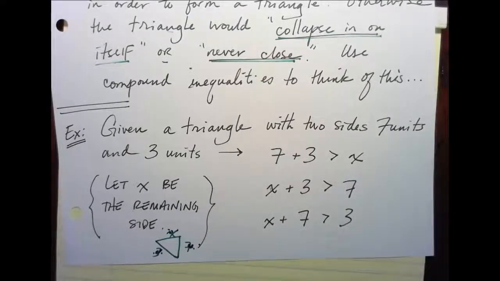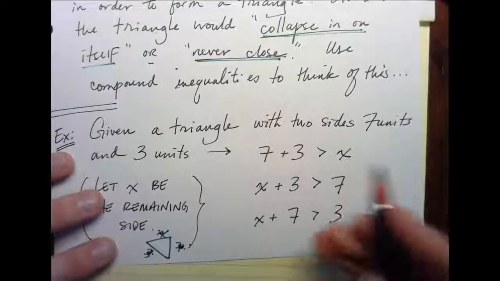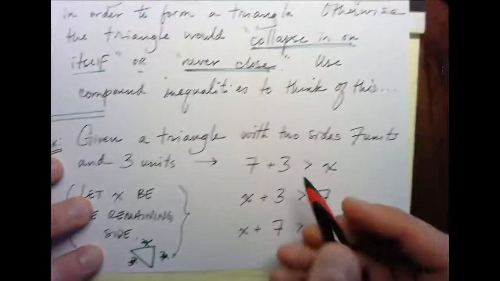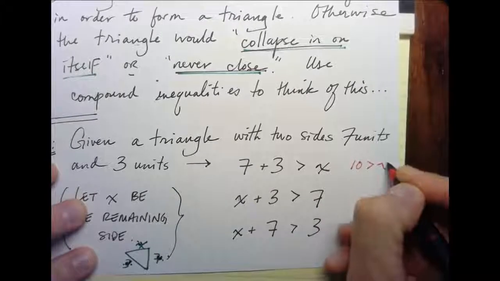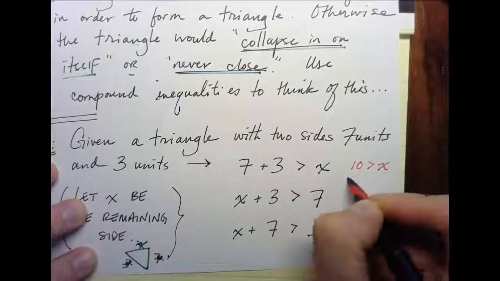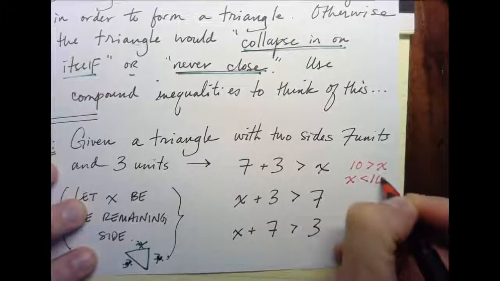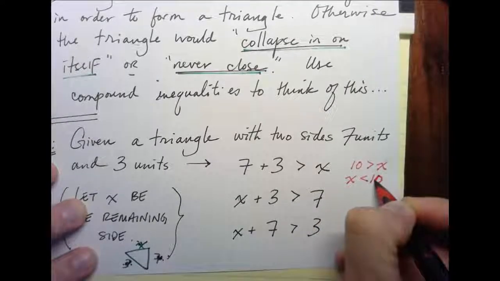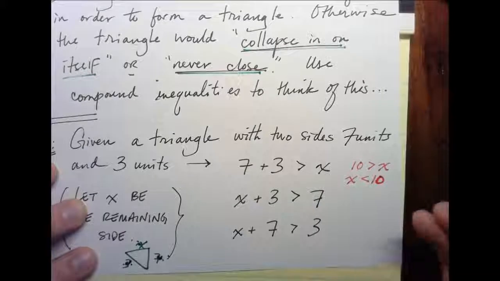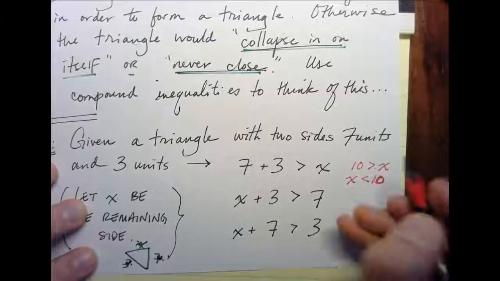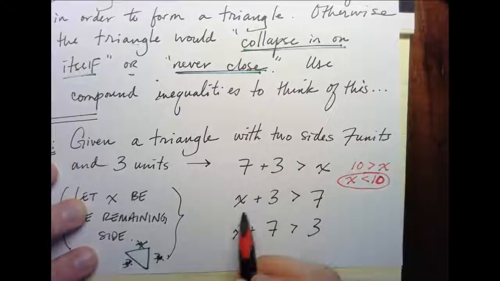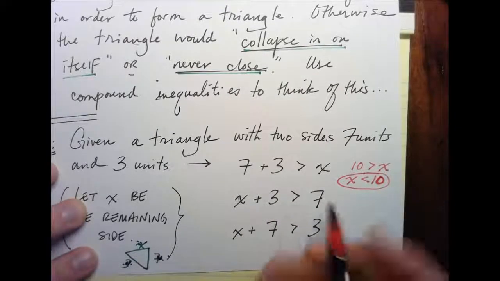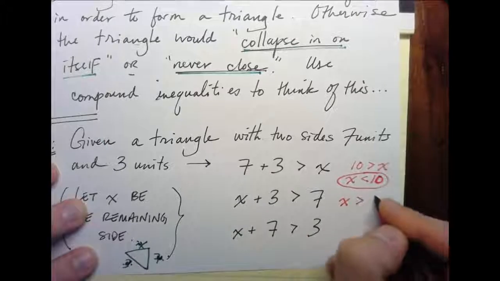If 7 plus 3 has to be bigger than x, then this means that 10 is bigger than x, which means that x is less than 10, right? That's what that means right there. I'm just writing it backwards. It means 10 is greater than x, which means x has to be less than 10. If we subtract the 3 from both sides here, we have x is greater than 4.